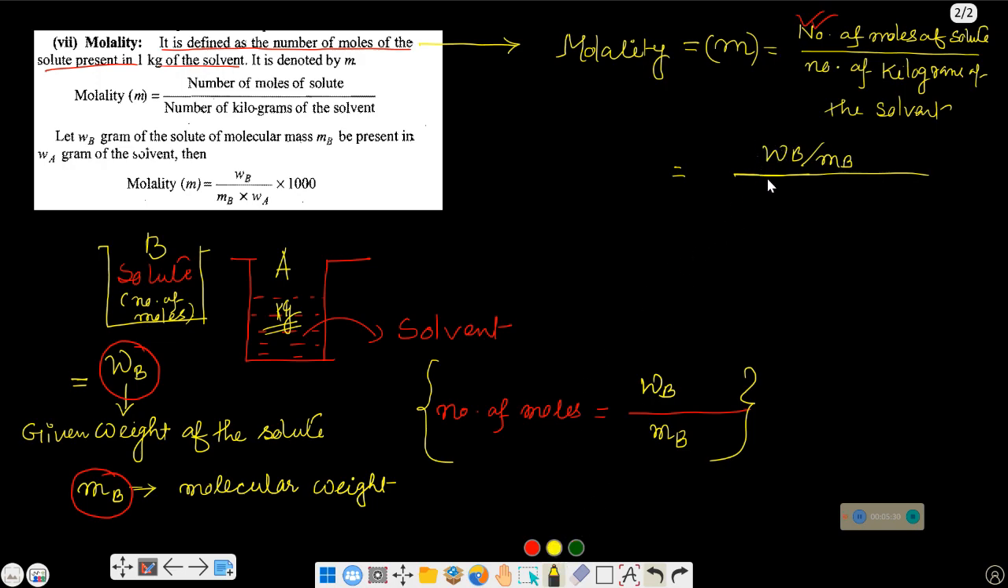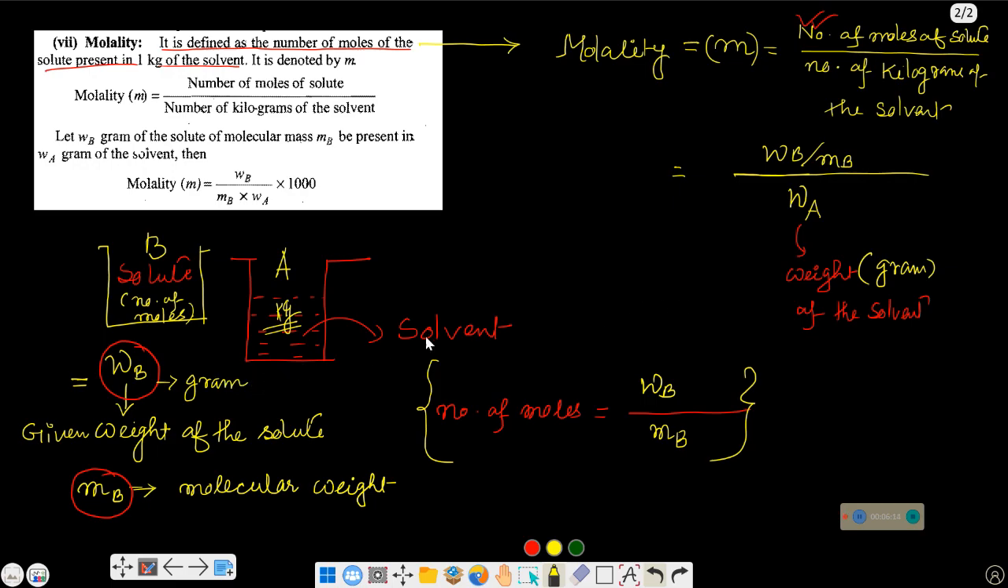Next, in the denominator, it will be how much? Weight of the solvent. Here Wa is what? Wa is the weight of the solvent. Okay, now if we are taking this Wa in grams, these weights are in grams. This Wb is also in gram.